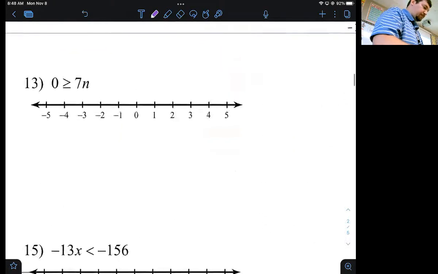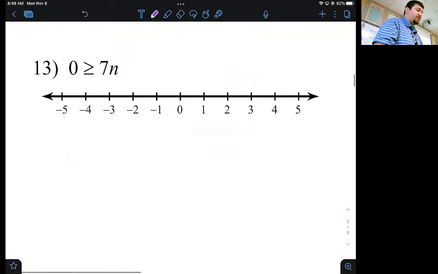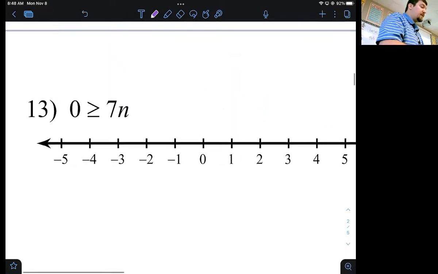Number 13. Number 13, Rayleigh, what do I do to both sides to get n by itself? It's not the 0 that I want to get rid of. It's the 7. And what's that 7 doing to the n? Multiplying next to it like that. Good. And so the opposite would be dividing by 7. Yep.